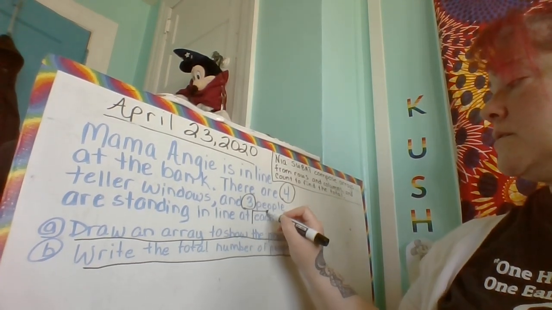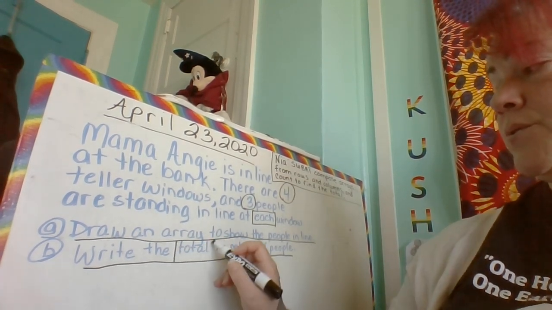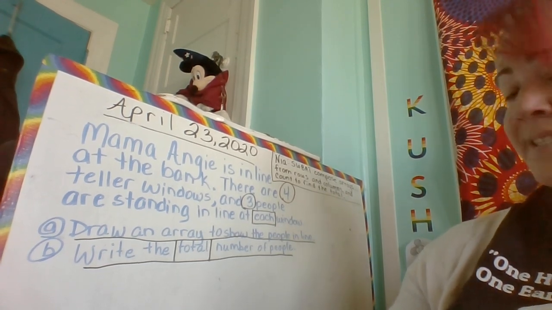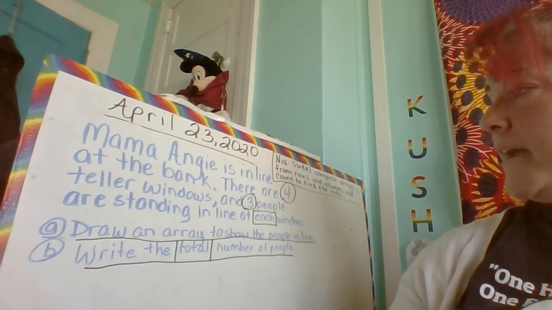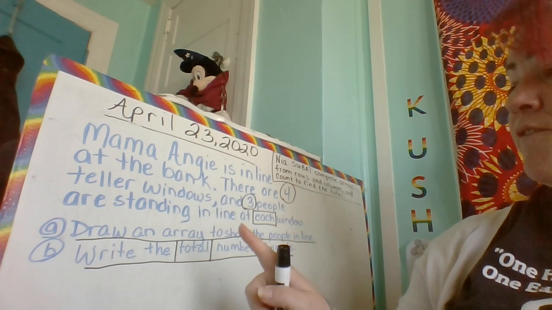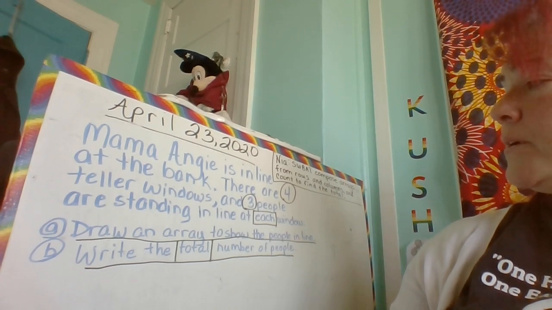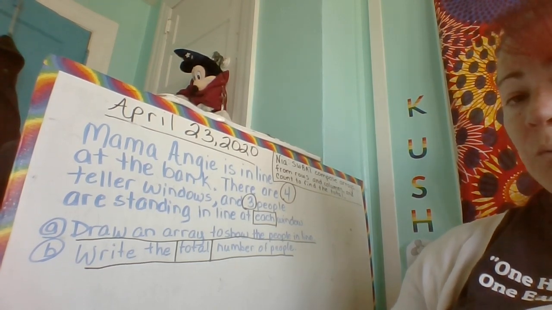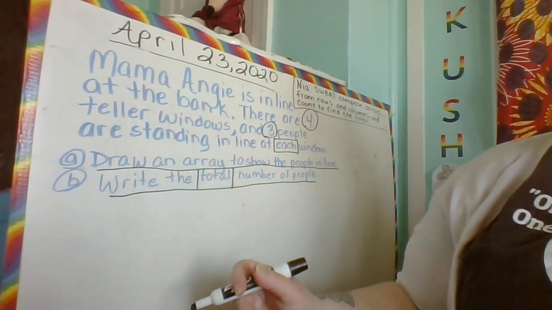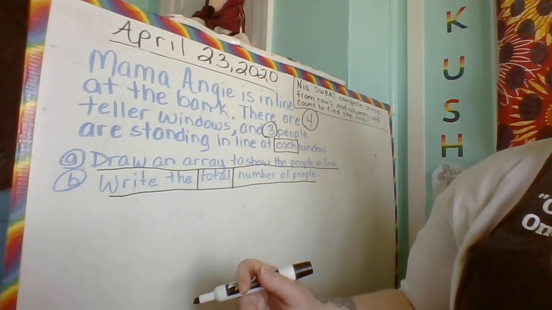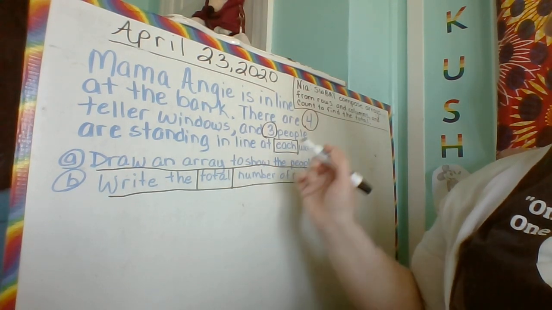Each. And total. All right. Fantastic. You guys are doing great. So for letter A, I need to draw an array to show the people in line. So going back to my problem, there are 4 teller windows. 3 people are standing in line at each window. I'm going to change this so it's a little easier when I draw. So I have teller windows, and I have 3 people are standing in line at each window.